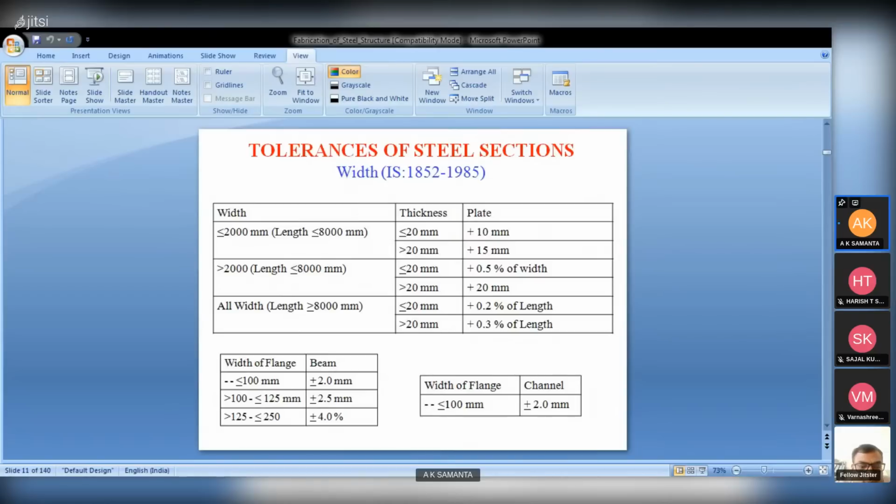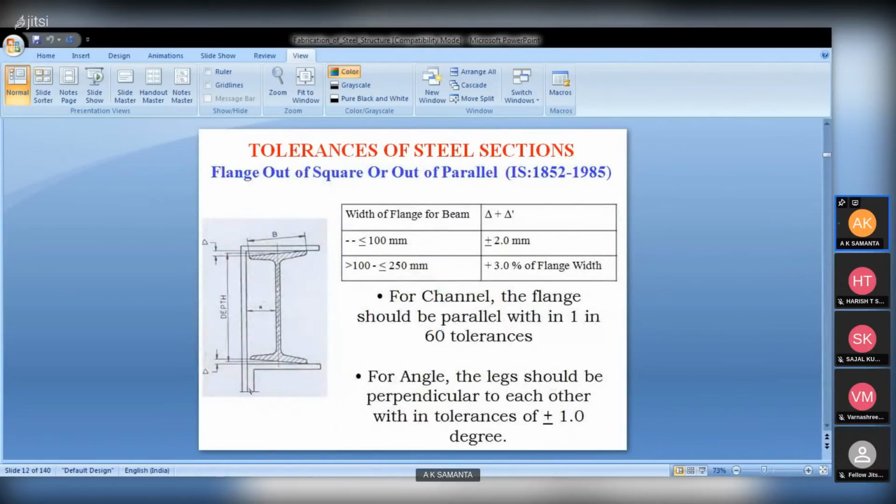Then again the same thing, it is giving the tolerances. Now some other tolerances are also there, which normally we ignore. It is my experience on the fabrication side, these things are not measured. That is the flange out of square or out of parallel. You can see from the figure.